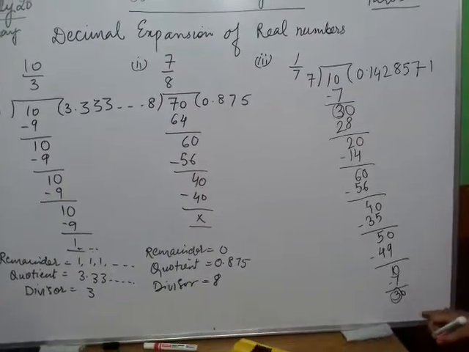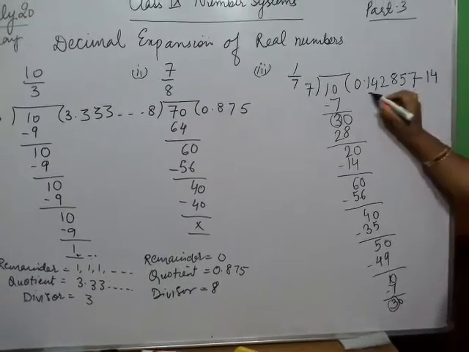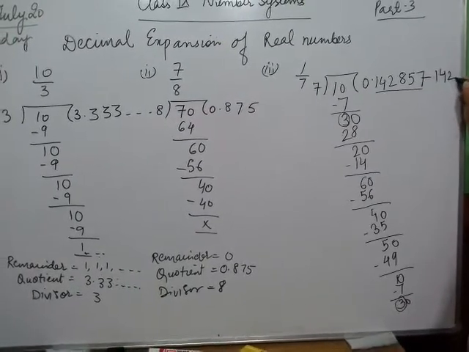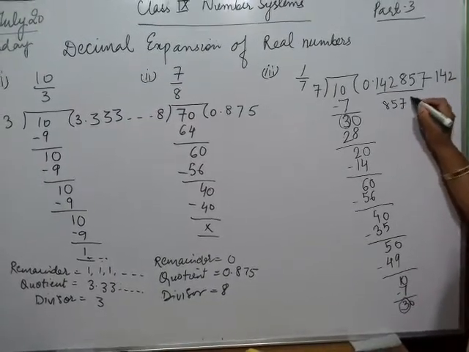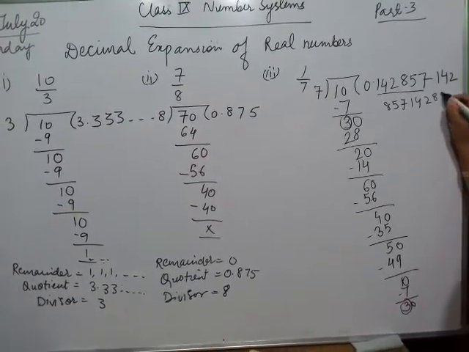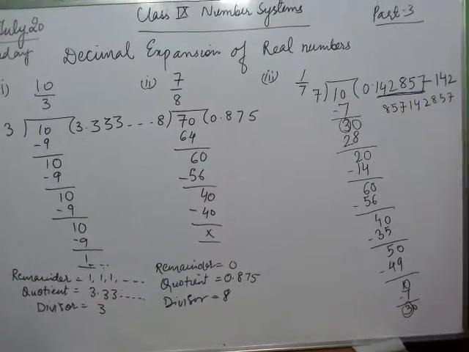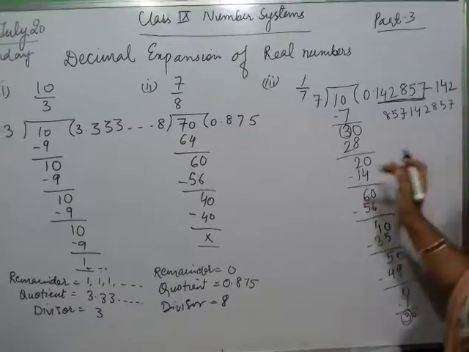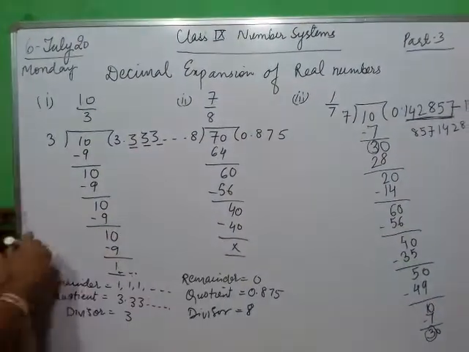Okay, if you continue doing this, you will again receive the same 6 digits over here: 1 4 2. Then again 8 5 7 will come, and again 1 4 2 8 5 7. So basically this pattern will keep repeating. Similarly, in the first one, this 3 is getting repeated.